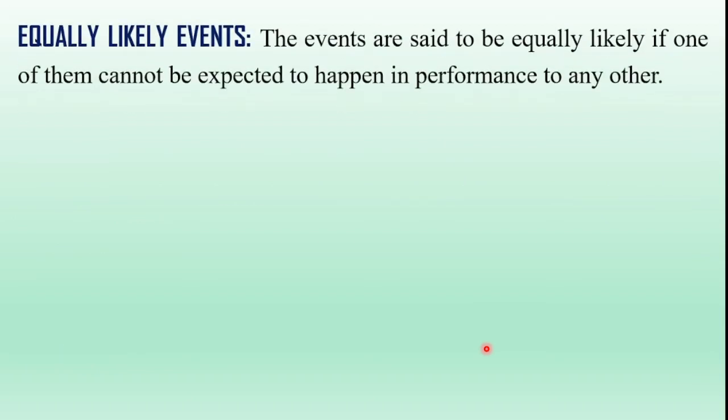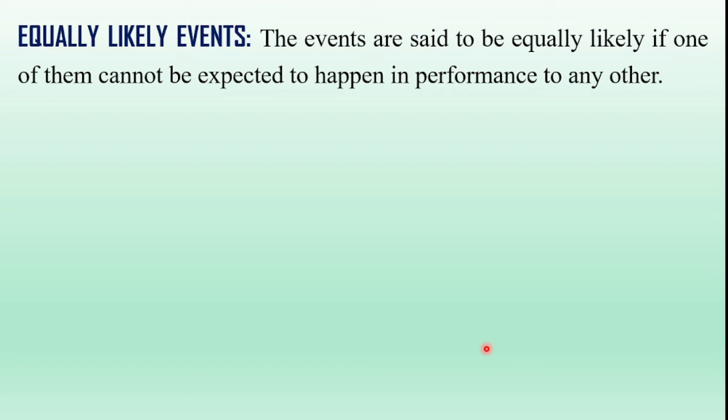Next one is equally likely event. And what are equally likely events? Two or more events are said to be equally likely if there is no reason to expect any one case or any event in the performance to others. That is, every outcome of the experiment has equally likely possibility of occurrence, and these are called equally likely events.